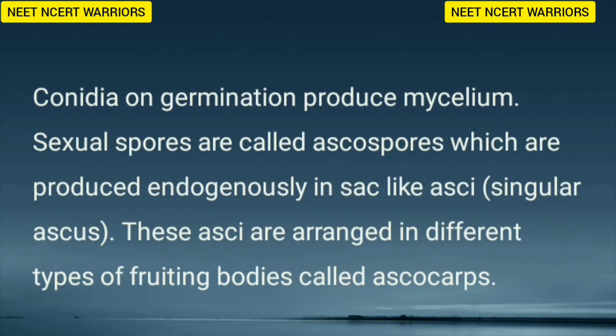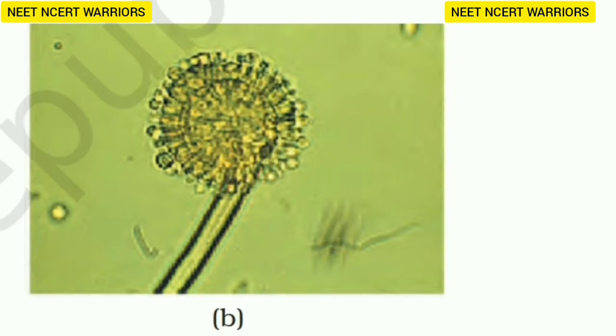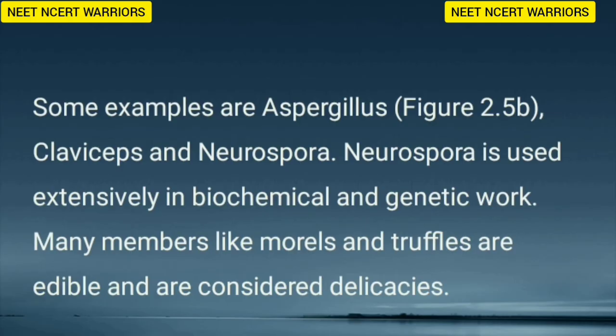Sexual spores are called ascospores, which are produced endogenously in sac-like asci, singular ascus. These asci are arranged in different types of fruiting bodies called ascocarps. Some examples are Aspergillus, which you can see in figure 2.5b, Claviceps, and Neurospora. Neurospora is used extensively in biochemical and genetic work. Many members like morels and truffles are edible and are considered delicacies.